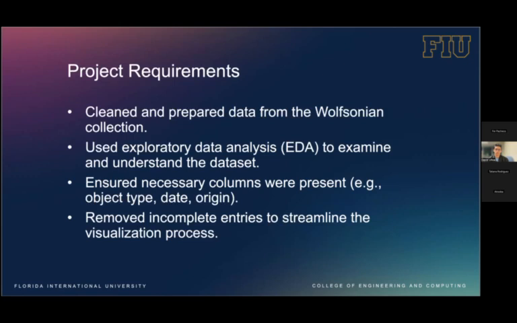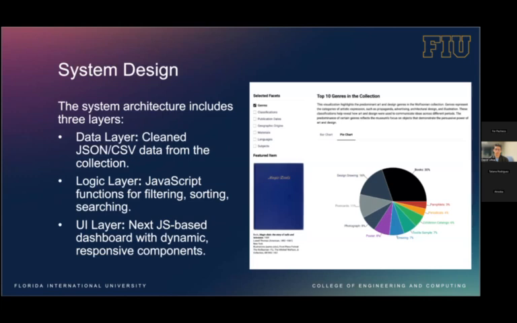At the end, after the cleanup process on the back end, we had to remove any incomplete entries before we decided to do a UI to display all of this information and be able to visualize all of the data from the Wilsonian. At the end of the day, this is how we structured our project. The system architecture includes three layers. A data layer, which is the clean JSON and CSV data that we got from the Wilsonian. We'll delve more into how we cleaned up the data in later slides. We also have the logic layer, which is JavaScript functions for filtering, sorting, and searching through the data.